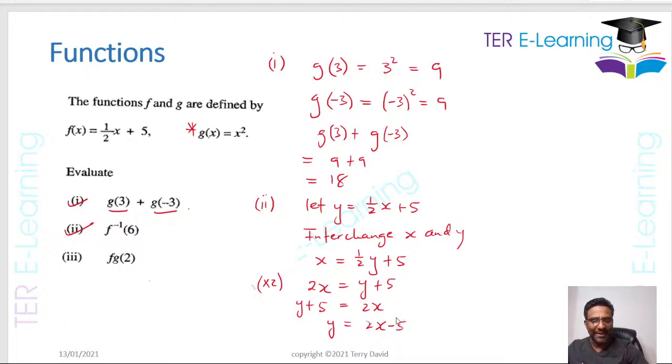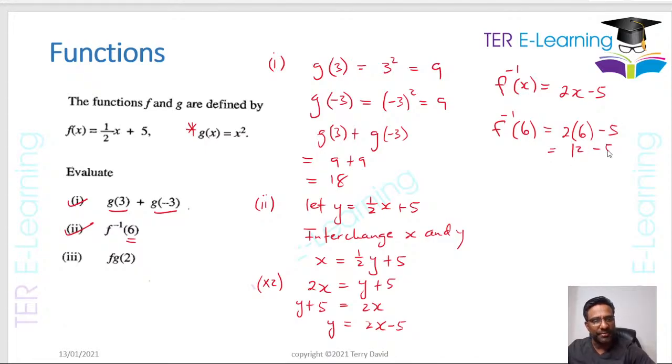So therefore, my inverse function, f inverse of x, is simply equal to 2x minus 5, right? So that's the first thing we do. Next thing we need to do here now is to substitute 6 into that expression. So f inverse of 6 is going to give me 2 multiplied by 6 minus 5. So that is 12 minus 5, which is going to give me 7. Right? So that's my answer for part 2.